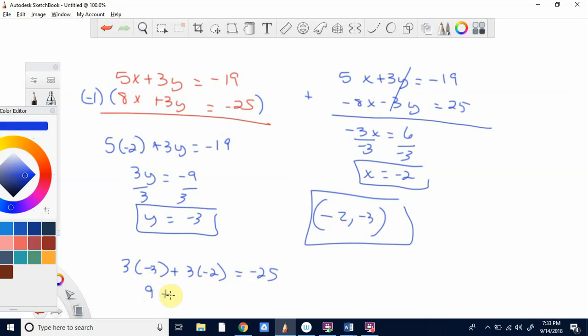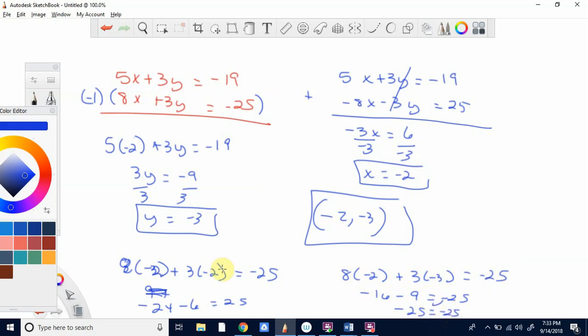So does 9, oops, this is 8. Does negative 24 minus 6 equal negative 25? And I must have done something wrong, or wrote this down wrong. So 8 times, oh, this is negative 2. Whoops. So 8 times negative 2 plus 3 times negative 3 equal negative 25. So negative 16 minus 9 equal negative 25, and negative 25 equal negative 25. And I did it right, so this is my solution.